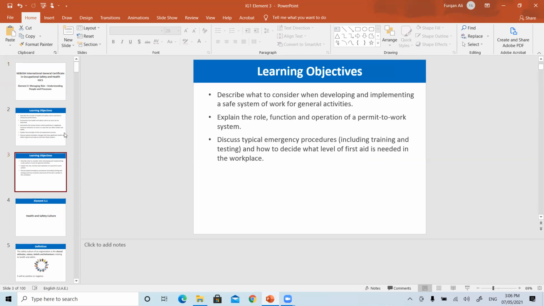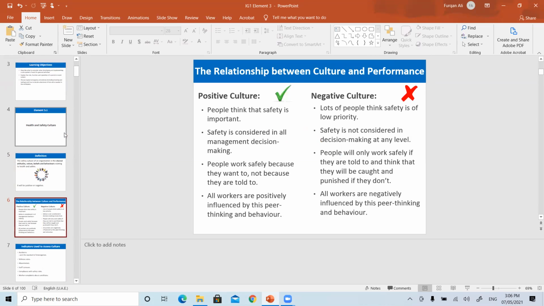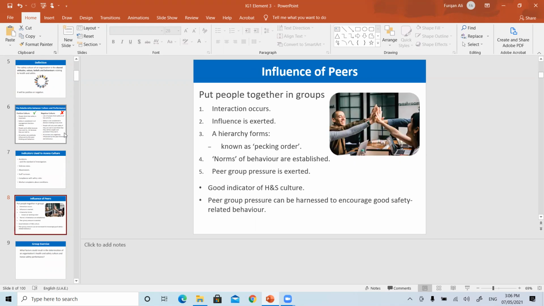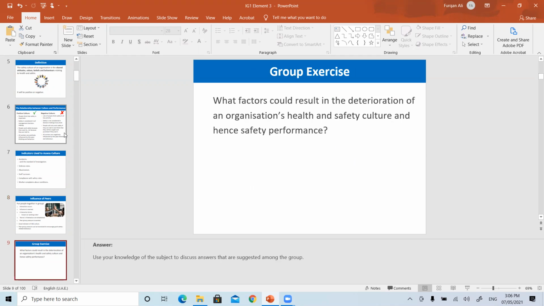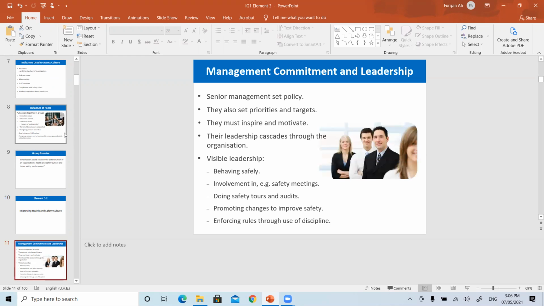So last week we discussed health and safety culture. We discussed the definition of health and safety culture. We discussed the positive and negative culture and the indicators which we can use to assess the safety culture of an organization. We discussed how peers can influence other workers. We discussed improving the safety culture.